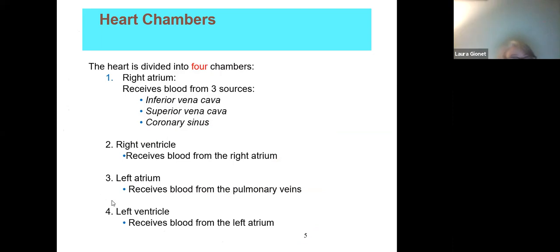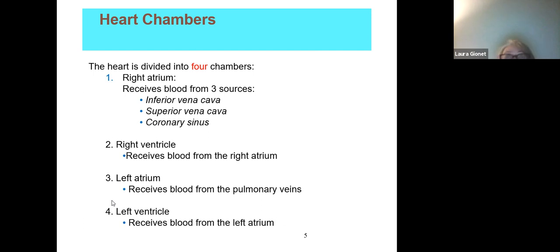Right, so we have 4 heart chambers. We have upper chambers called atria and lower chambers called ventricles. So we have a right and left atrium, and we have a right and left ventricle. The right side of the heart receives deoxygenated blood from systemic circulation. So all the blood throughout the body eventually has to merge down into 3 major highways: the inferior vena cava, the superior vena cava, and the coronary sinus. And we'll look and see where these are located.